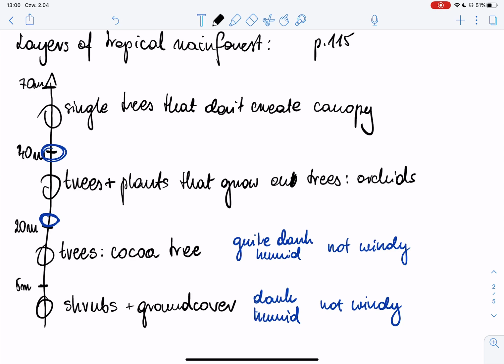Tropical rainforest is the most diverse ecosystem on Earth. So the most species grow here, and as you can see on the illustration, there is only a small fraction, a fraction of a fraction of species that live in here.